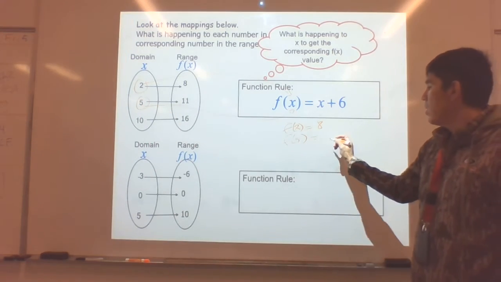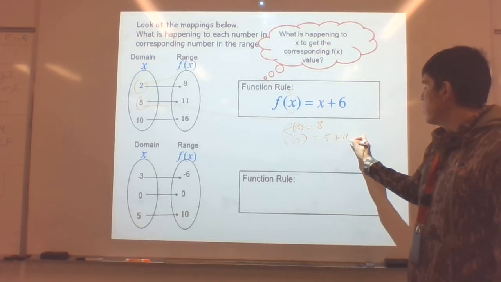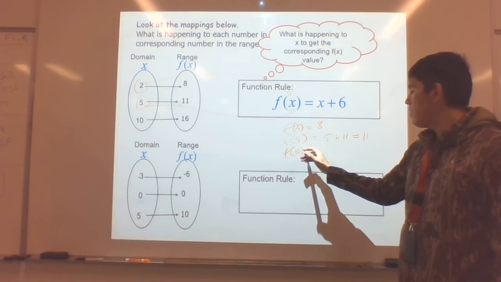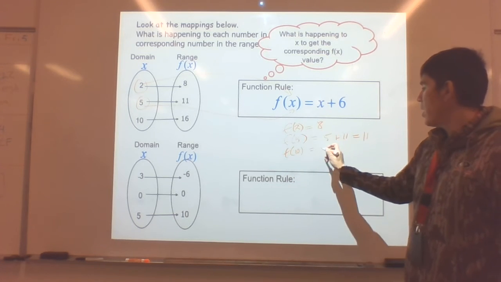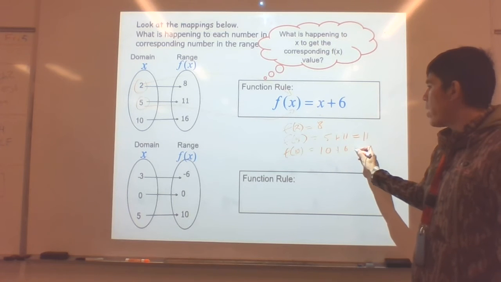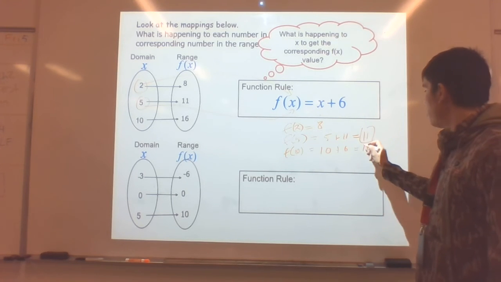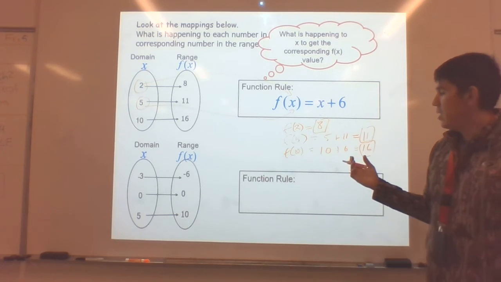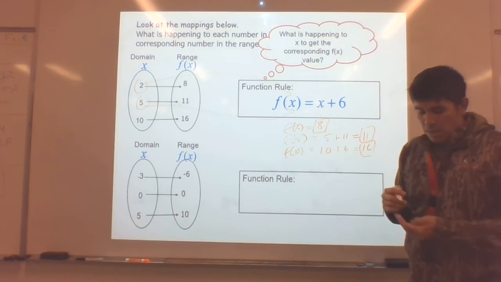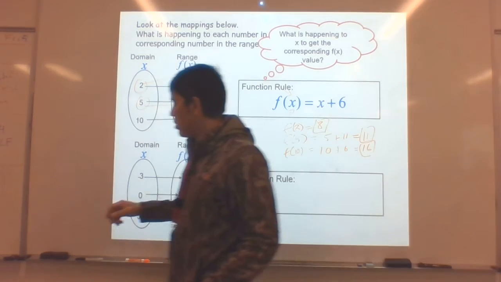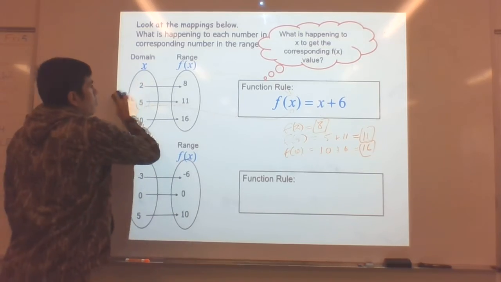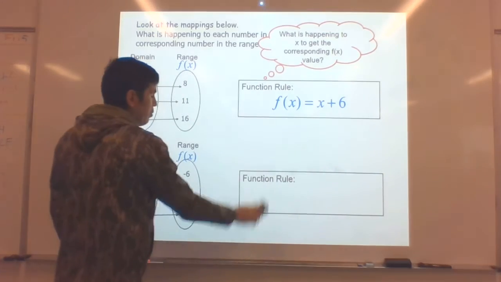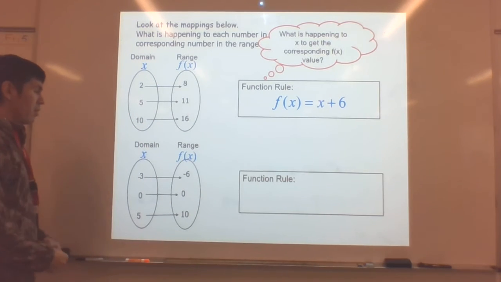So to solve this, I say 5 plus 6, that equals 11. Let's do the last one, f of 10. I plug in my 10 for my x, and I get 10 plus 6, and that equals 16. So these are my outputs. The function rule is telling you what's happening. What are my outputs for certain inputs? That's what it's asking.